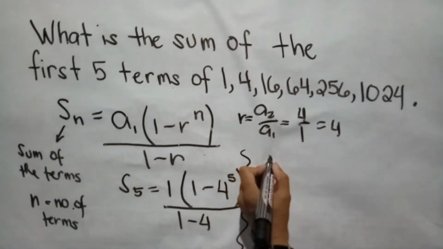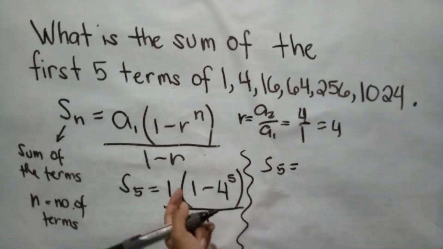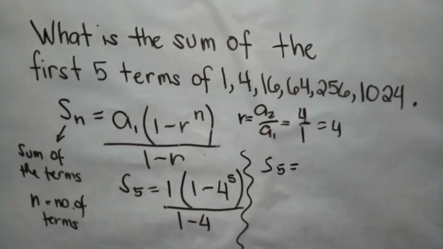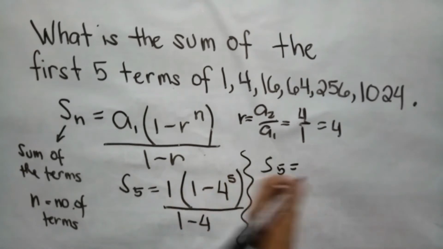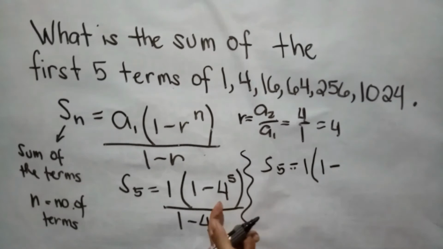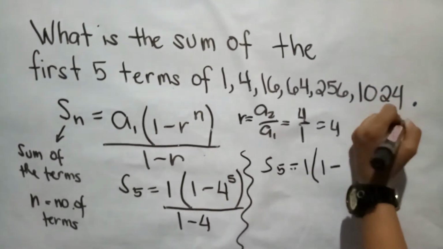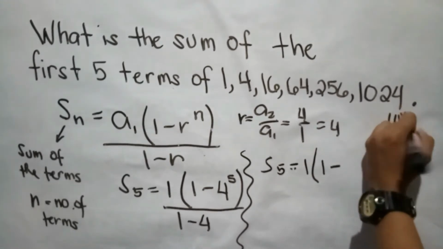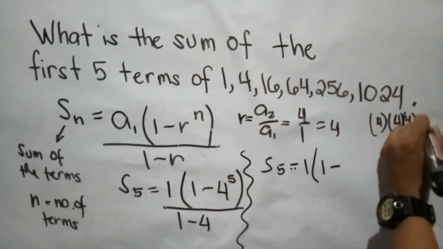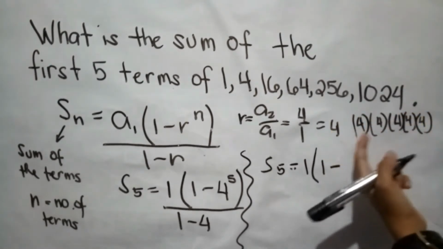Okay, s sub 5 is equal to 1 times 1 minus 4 raised to 5. What is the value of 4 raised to 5? Just multiply 4 by itself 5 times. So 4 times 4 times 4 times 4 times 4. 1, 2, 3, 4, 5.